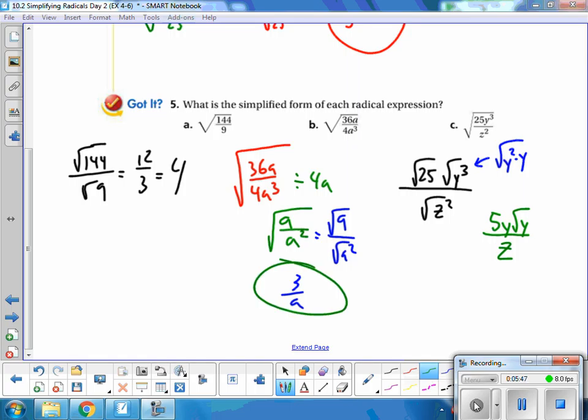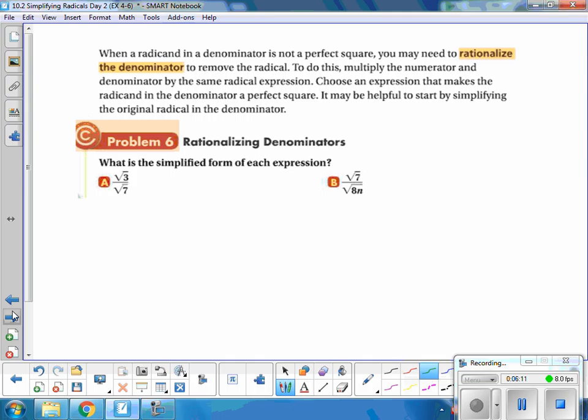My last term here, I broke it into the pieces, the square root of 25 and the square root of y to the third. But y to the third is actually y to the second times y, because I'm looking for that even numbered square. So that allows me to factor it out to just that y. So I end up with 5y times the square root of y over z, because the square root of a square is itself. Let's do more.